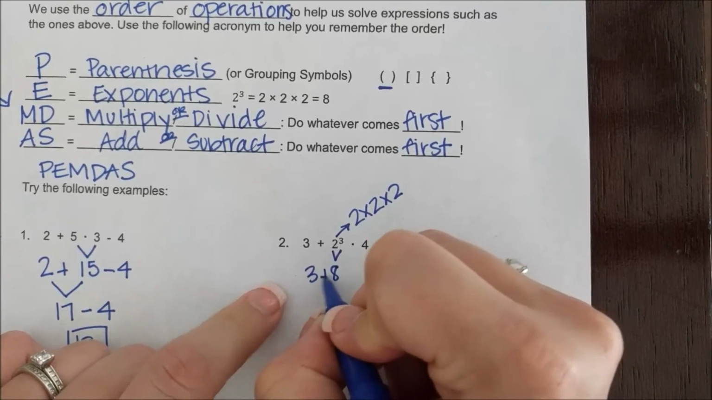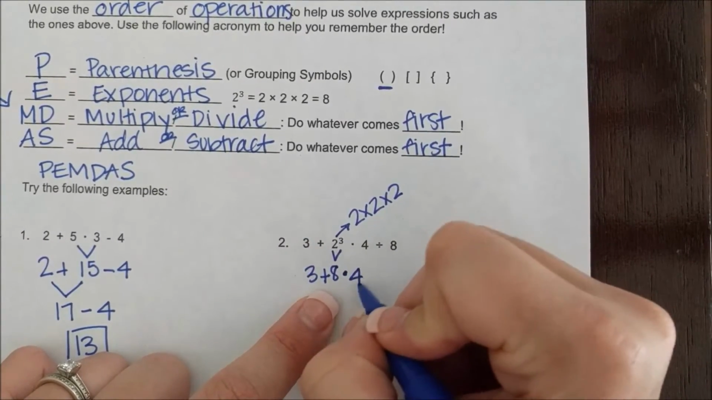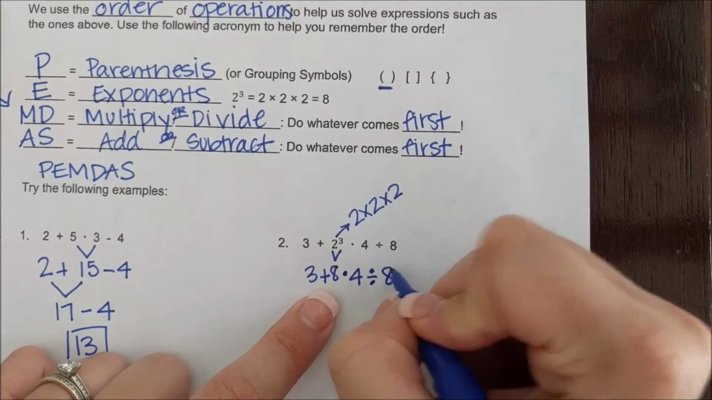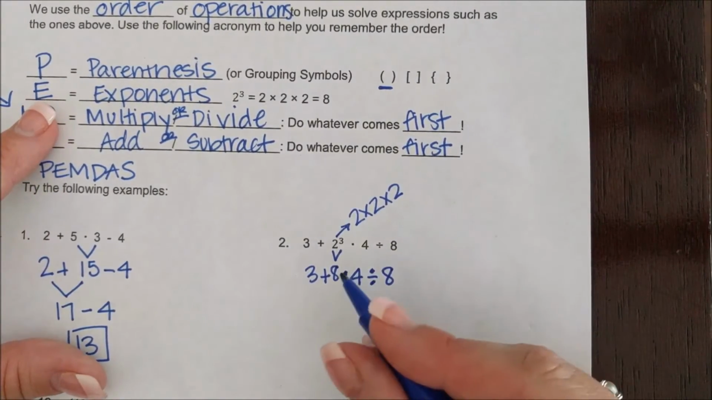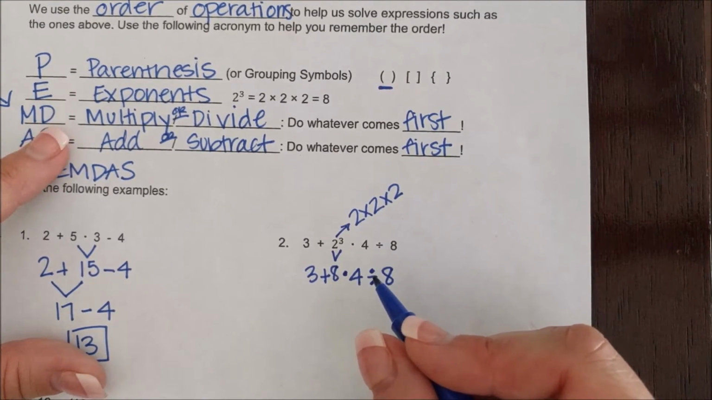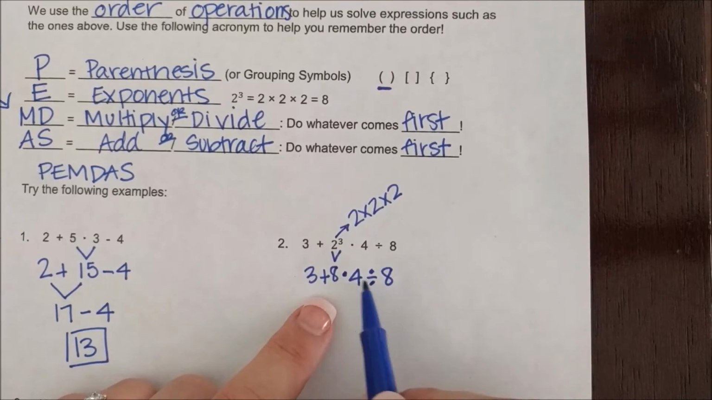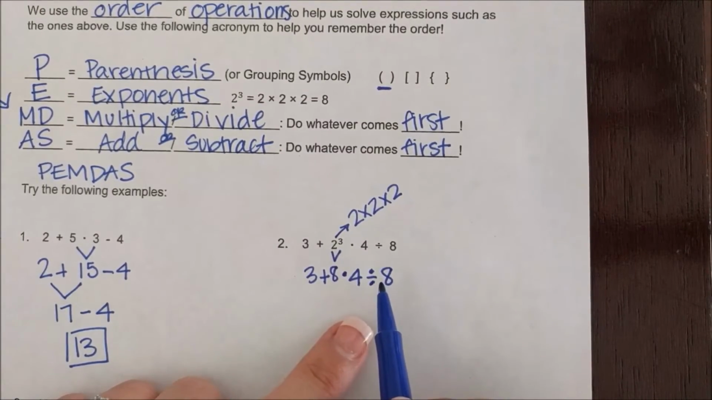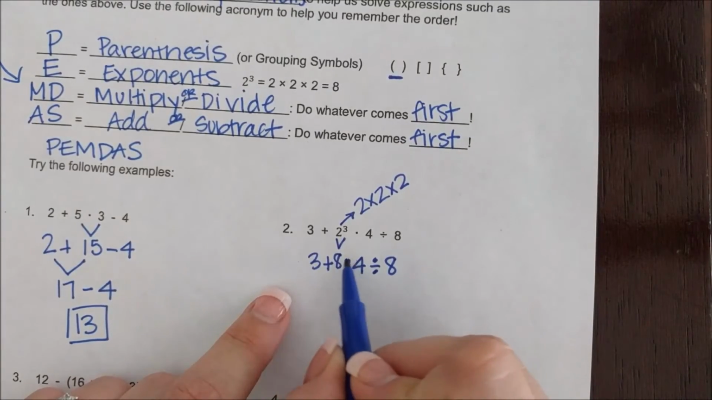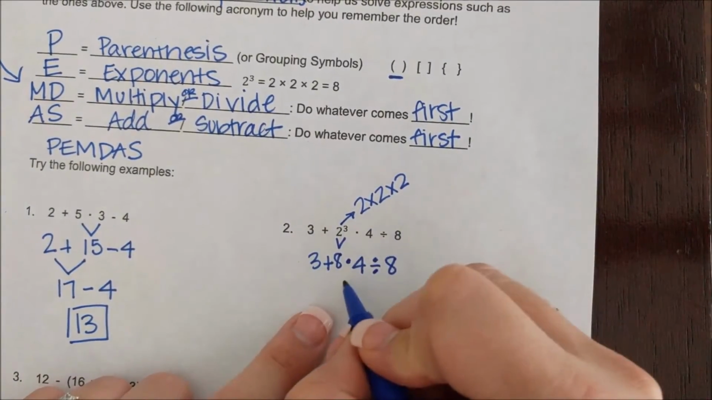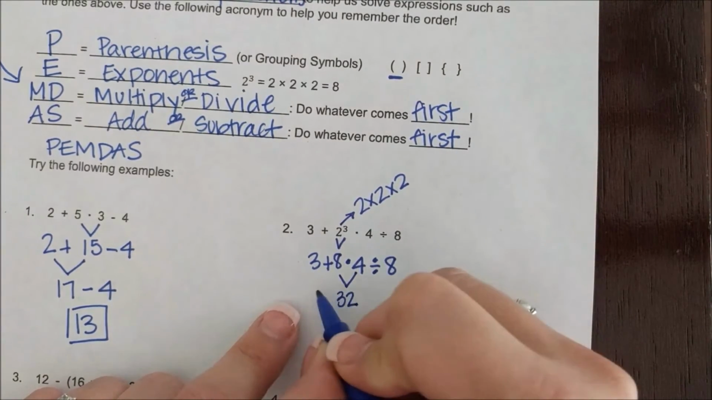I'm going to rewrite everything. 3 plus my new number 8 times 4 divided by 8. All right, do I have any more exponents? No, I do not, so I'm going to move on. Multiplication or division? Well, I do have both. I have multiplication and division, so I'm just going to do whatever comes first. So 3 plus 8 times 4, my multiplication comes first, so we're going to do that. 8 times 4 is 32.